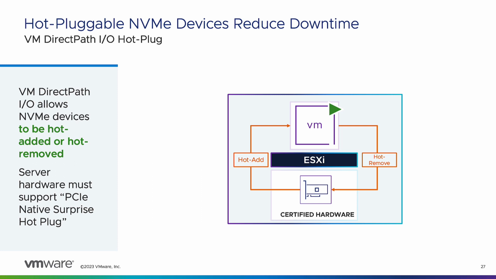In vSphere 8 Update 1, we're introducing support to hot add or hot remove NVMe devices using VM DirectPath I/O. There is a specific hardware certification that must be held by the server to support this, and it's called the PCIe Native Surprise Hot Plug Certification. And this designation should appear on the VMware Hardware Compatibility Guide to let you know that the server or the device supports hot add and hot remove using VM DirectPath I/O.